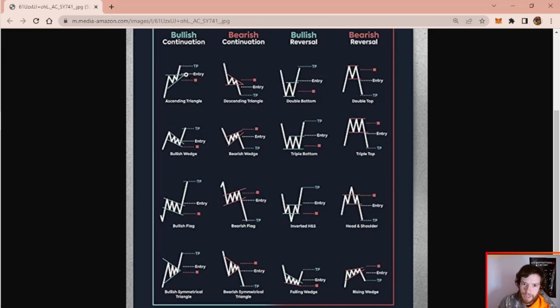So your entry would be based on your breakout zone. So for the bullish pattern, your breakout would be a positive breakout. You'd want to break above your resistance. So your entry would be just above that resistance where you'd want that breakout. And your entry would be just above this previous point.